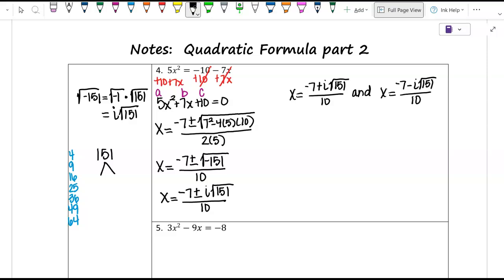And again, I can't combine anything else. And when I look to reduce, there's nothing that goes into both 7 and 10, and the other coefficient is 1. So there is nothing to reduce. So that is actually my solution set. Negative 7 plus I radical 151 over 10, comma, negative 7 minus I radical 151 over 10.